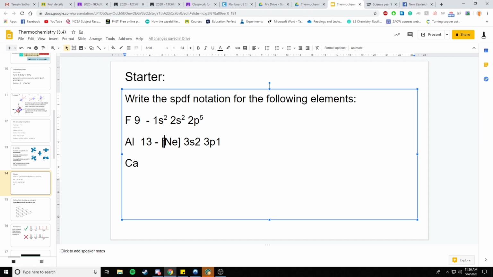Okay? Remember our neon, if we wanted to write it out, would just be 1s2, 2s2, 2p6. So that'll be the full thing written out, with the small numbers up there like that, and this will be 13.